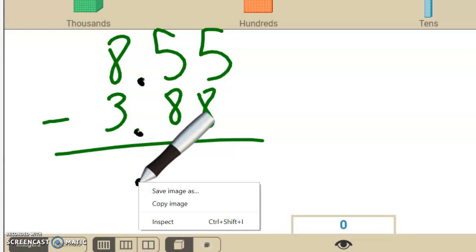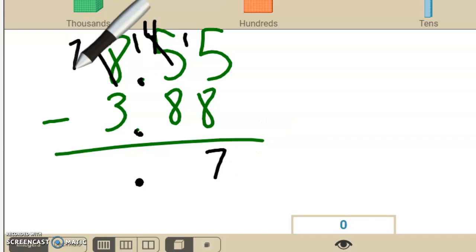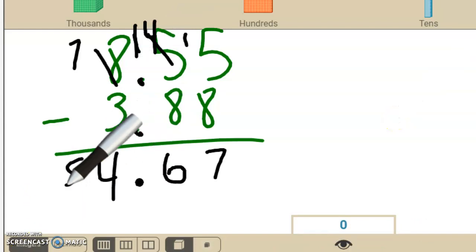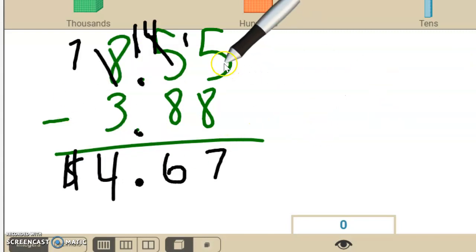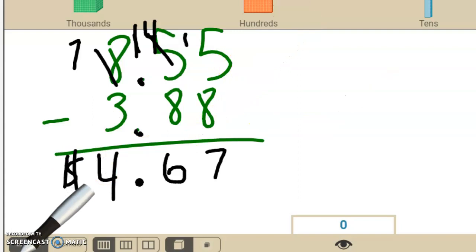So 8 can't go into 5. So I have to borrow from over here, and 15 take away 8 is going to give me 7. And again, 8 can't go into 14. So I take this away and I make 14 take away 8 is going to give me the 6, and then 7 take away 3 is going to give me 4. So the difference between the cost of the almonds and the cost of the peanuts is $4.67.